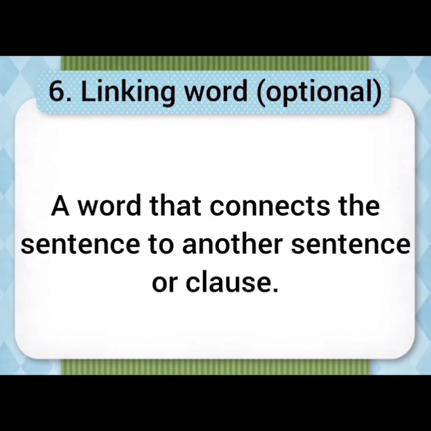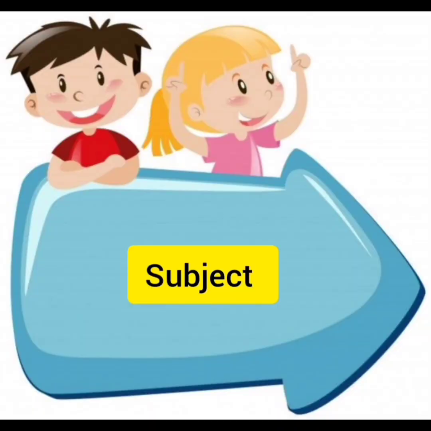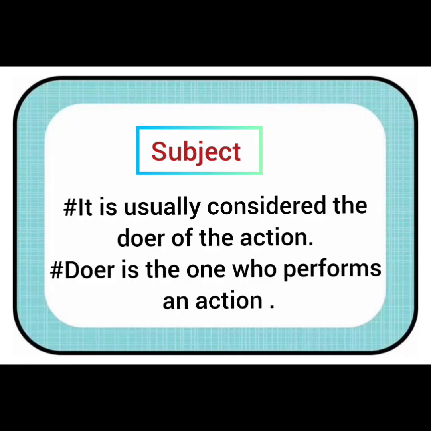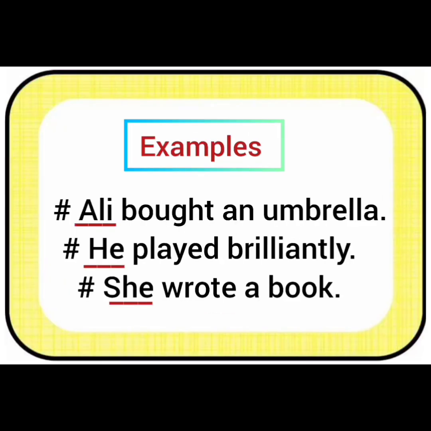Now the question is, what is a subject? It is usually considered the doer of the action. Doer is the one who performs an action. For example, Ali bought an umbrella. In this sentence, Ali is the doer of the action, the performer of the action, and it is known as subject. He played brilliantly. Again, he is subject in this sentence. She wrote a letter or a book. The performer of the action is she here in this sentence.